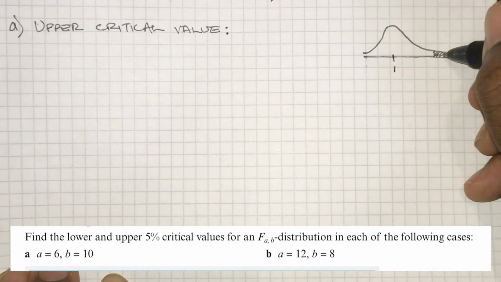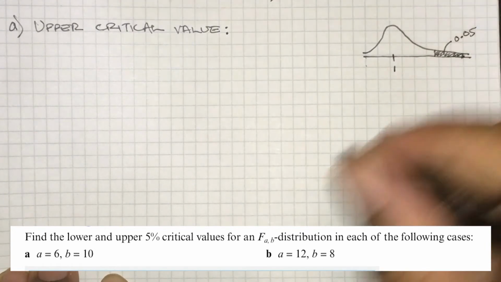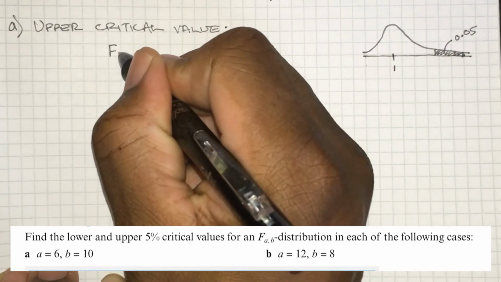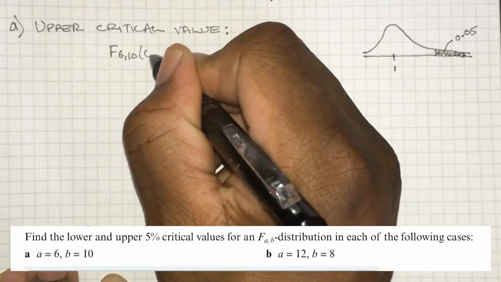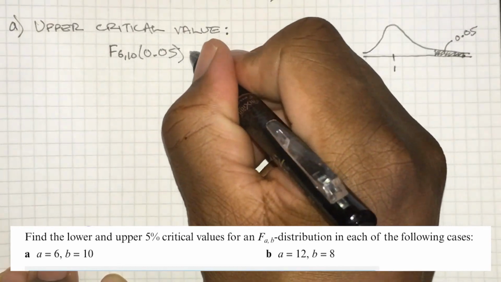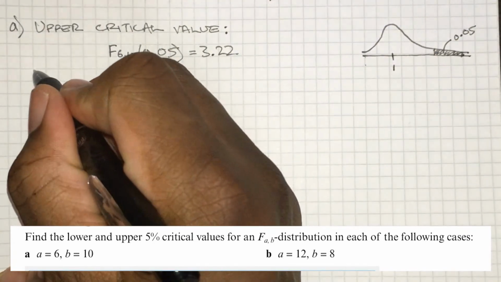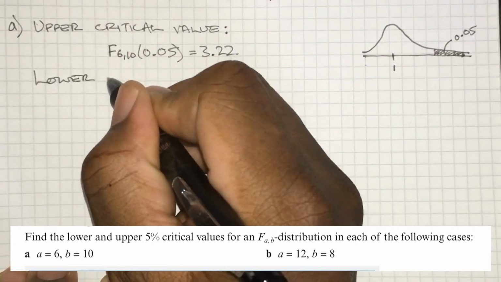Okay, the upper critical value is a value that has 5% exceeding it. Remember, these tables are all about values or critical values that have a specific percentage exceeding them. So I can quickly find this. By reading up in the tables, I get 3.22. So that upper limit, that upper critical value is 3.22.